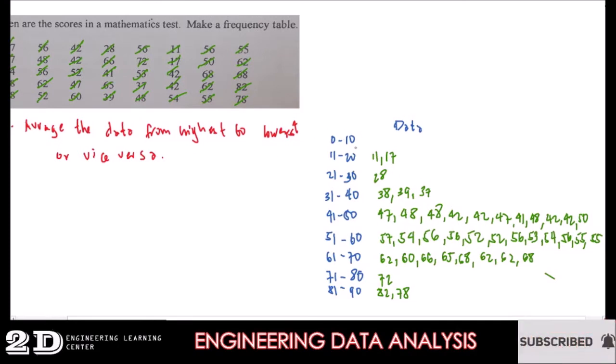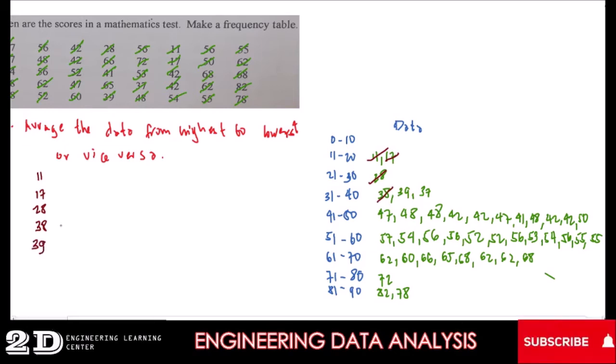So from 0 to 10, no, so there's no entry. So we will start with 11, 17. So we have 11 and 17, so we'll crush these two. Then next we have 28, then 38, then 39. So we have 5 rows, because the given has 5 rows, so we just arrange this one in 5 rows also. Okay, so I believe we made a mistake.